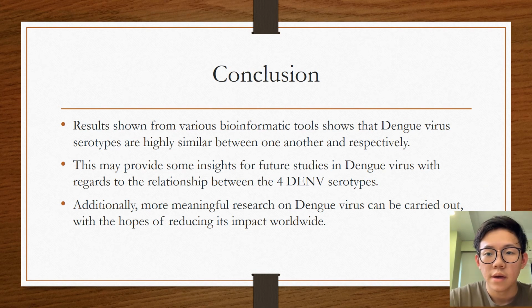To conclude, our results gathered from multiple bioinformatic tools show that dengue virus serotypes are highly similar to one another. This may provide insights for future scientific studies on dengue virus with regards to the relationship between the 4 serotypes. Knowing this information, there is a better chance at understanding how the dengue virus works in relation to each serotype, paving the way for more meaningful research on the dengue virus to be carried out, with the aim of reducing its impact worldwide.